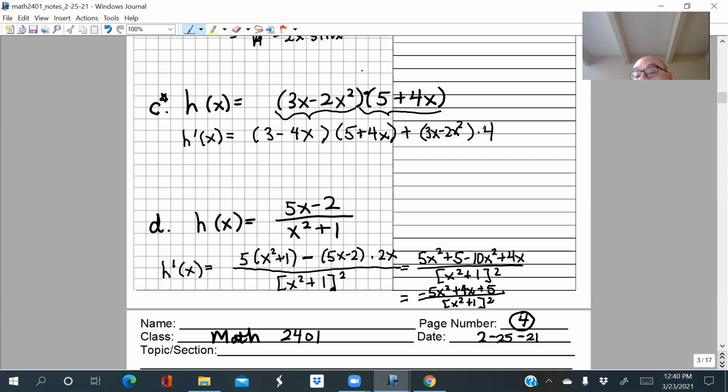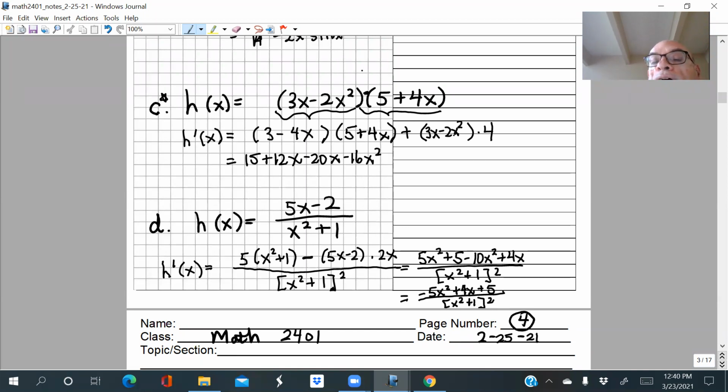Now, again, the question at this point is, how much do we want to simplify this derivative? Let's go ahead and simplify it a little bit. So I'm going to multiply the 3 minus 4x times the 5 plus 4x. That's just easy algebra. So you would have 3 times 5, that's 15. 3 times 4x is 12x. And then you would have minus 4x times 5, that's minus 20x. And then minus 4x times plus 4x, that looks like minus 16x squared.